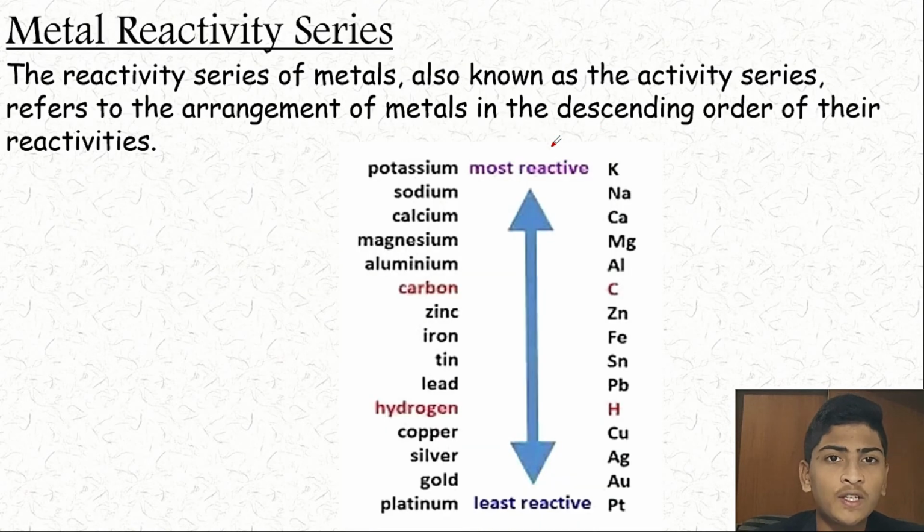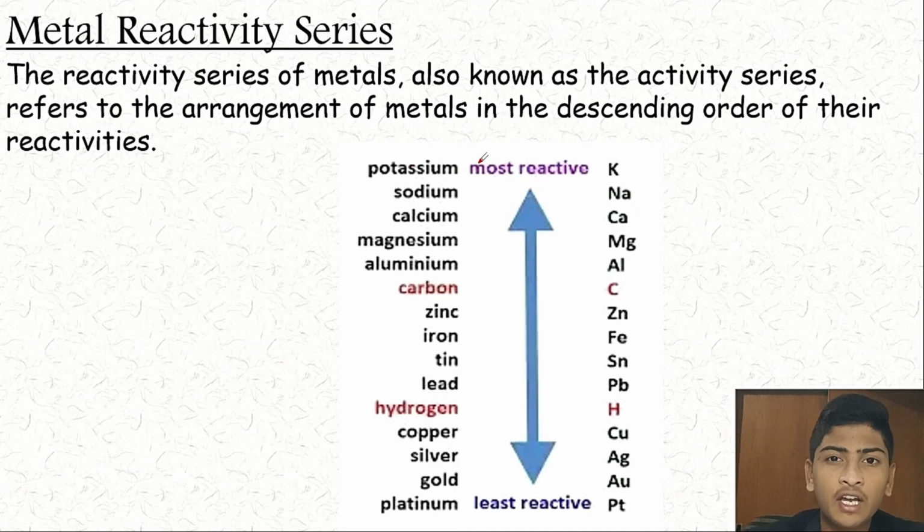Before going to the displacement reaction, let's learn about the metal reactivity series. This reactivity series of metals is also known as the activity series. It refers to the arrangement of metals in descending order of their reactivities. The metal reactivity series tells how a metal reacts with other metals.